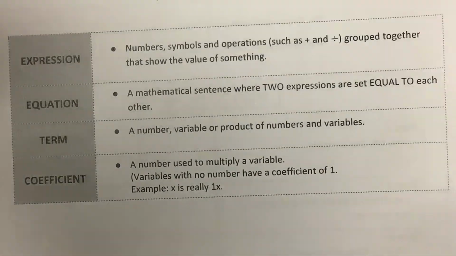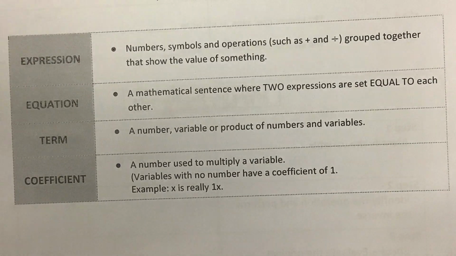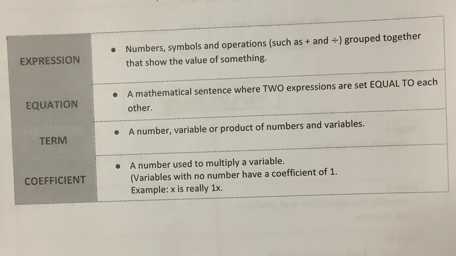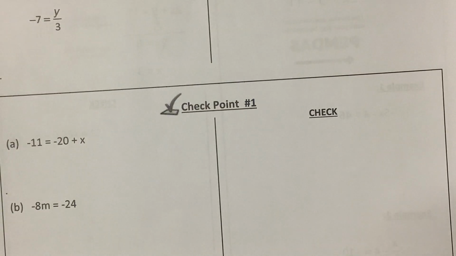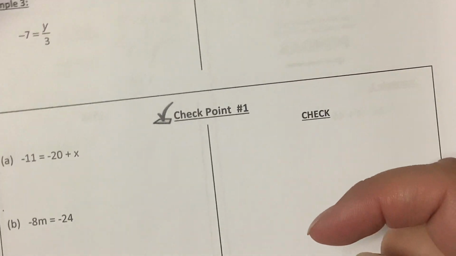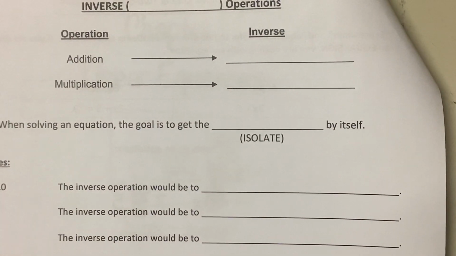A coefficient is a number used to multiply a variable. Variables with no numbers have a coefficient of 1. For example, x is really 1x. There's some invisible math involved. We'll get into that more later. All right, and now the first actual work.